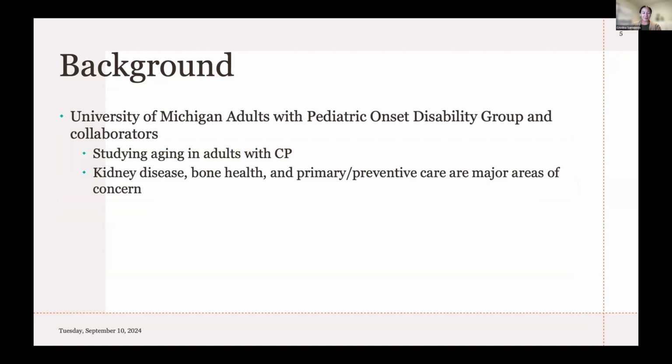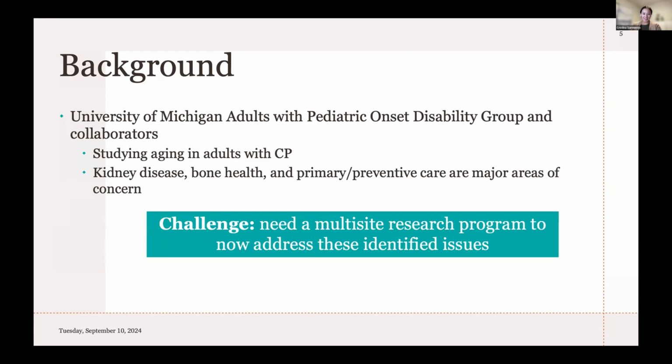Additionally, Dr. Ed Hurvitz's group at University of Michigan has been studying aging in adults with CP. And through this research, we've learned that kidney disease, bone health, and primary and preventive care are major areas of concern when it comes to the health of adults with CP. However, the challenge is, now that we know that these issues exist, we now need a multi-site research program to address these identified issues.